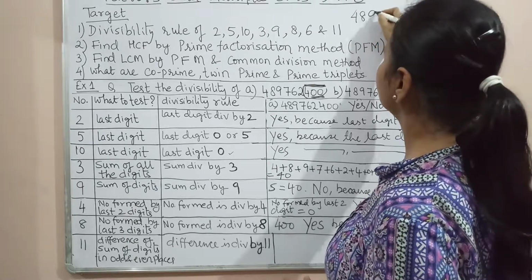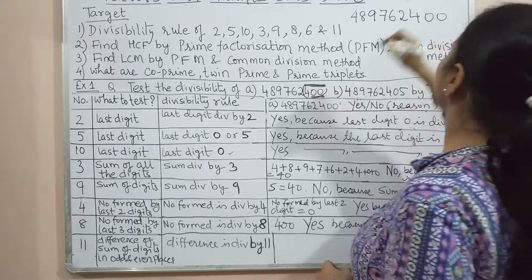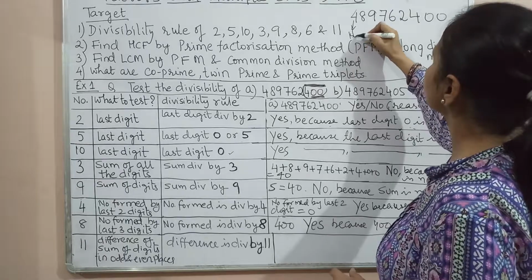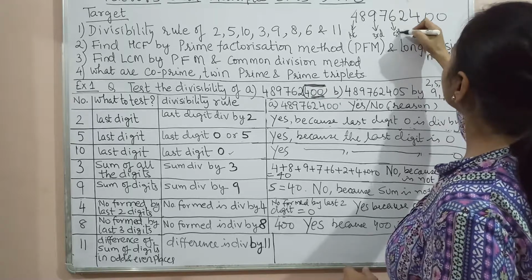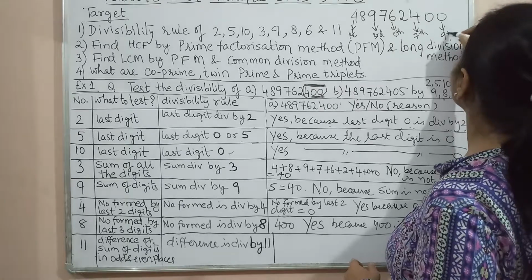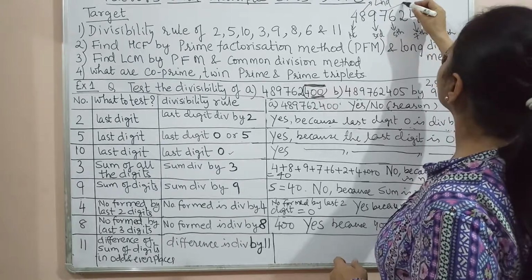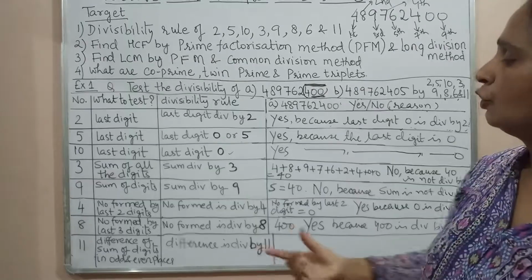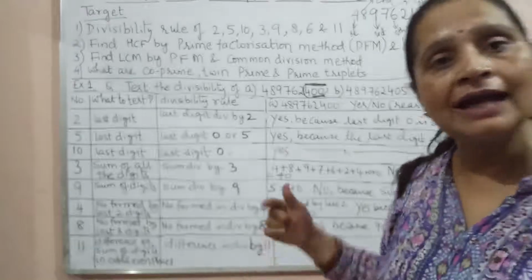4, 8, 9, 7, 6, 2, 4, 0, 0. Now look, this is in the odd place. The first position, first, this is third, this is fifth, this is seventh and this is ninth. And these are your second position, second, fourth. So what do you have to do? You have to find the difference. Difference of what? Sum of the digits in the odd and the even place.